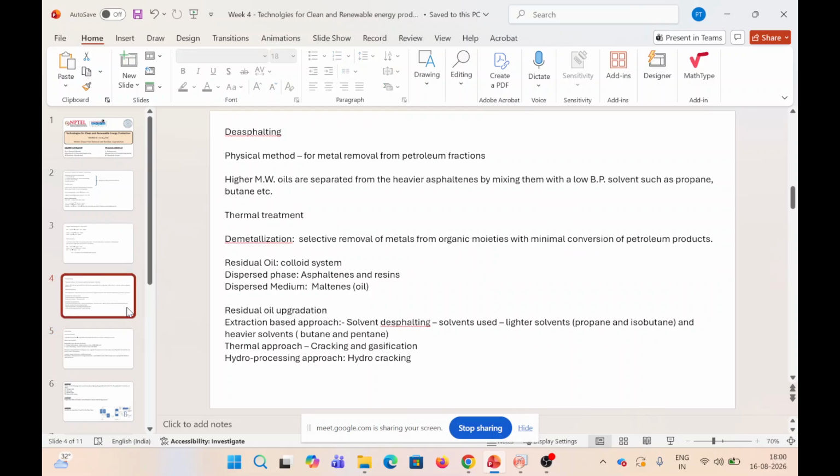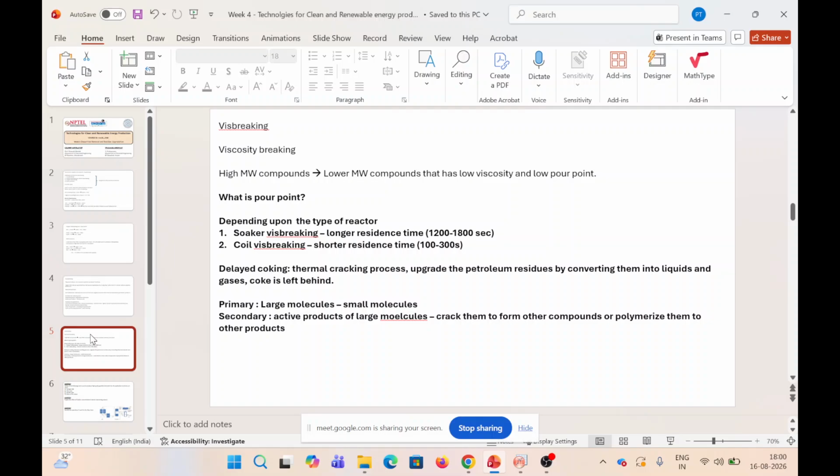So that's how, if you see here, we went for these three different processes: solvent desalting, hydroprocessing or hydrocracking, and thermal approaches. Hydroprocessing is nothing but over there you try to add hydrogen to the system and then remove the other components. So you basically add hydrogen to the petroleum fraction and make it a simpler compound. Then we come to a process called visc breaking, also known as viscosity breaking, where you break down higher molecular weight compounds into lower molecular weight compounds, which have low viscosity and low pour point.